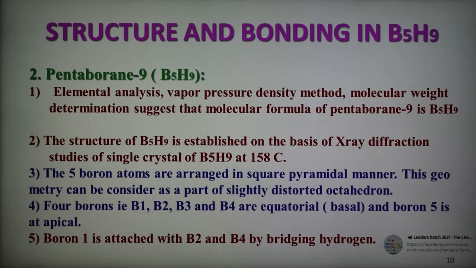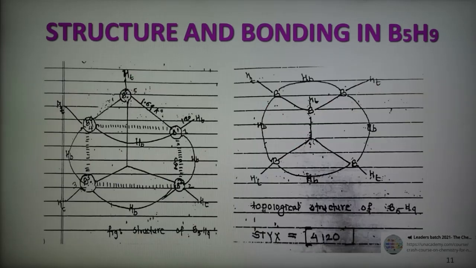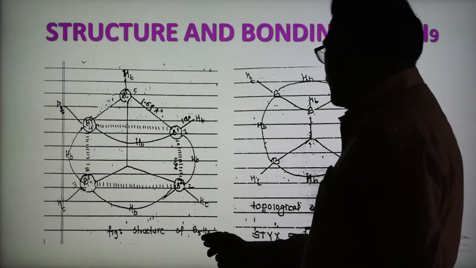The 4 borons B1, B2, B3, B4 are equatorial basal, and boron number 5 is apical. So the geometry of this borane is square pyramidal, and boron 1 is attached with boron 2. Boron 4 is attached to boron 3 by bridging hydrogen. So these are the details about pentaborane 9, B5H9, and on the basis of that we have suggested the X-ray structure of B5H9 shown here.